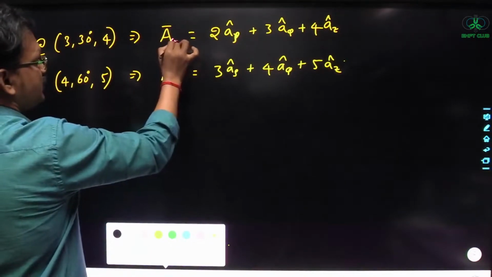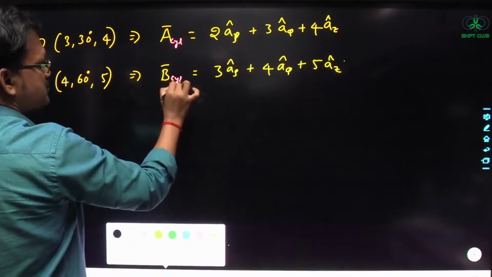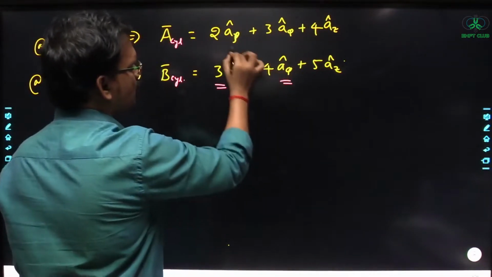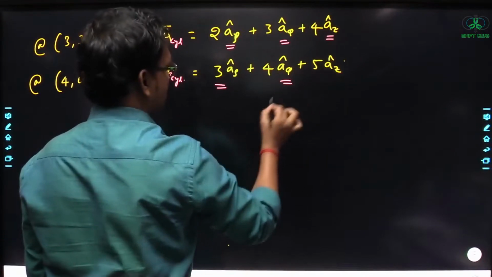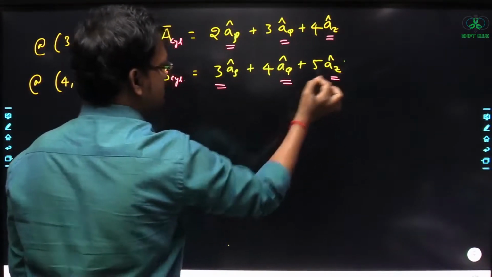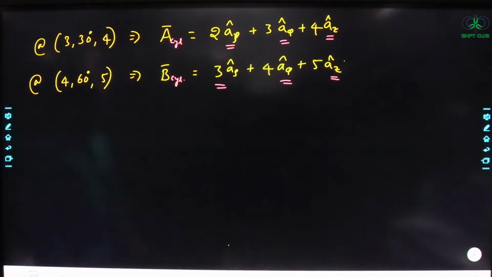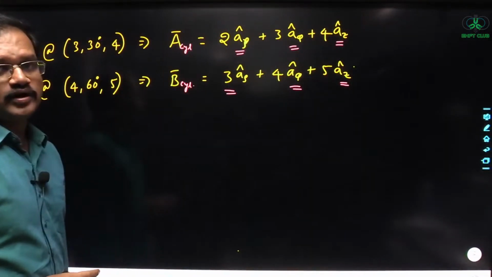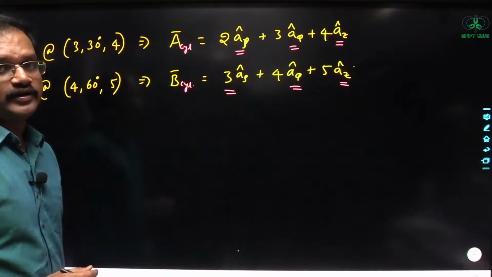So this is in the cylindrical coordinate system. I have represented the vectors in the cylindrical coordinate system, so rho component, phi component and z component. Now how can we convert this into rectangular coordinates?